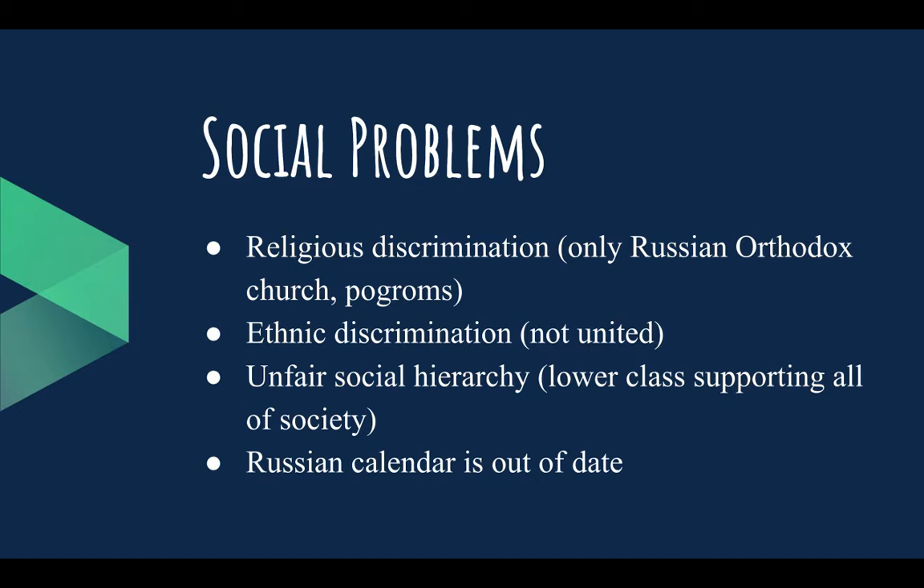Add to that the fact that the Russian calendar is out of date, and that's just super frustrating for studying the Russian Revolution. Russia was 13 days off the rest of the world. And to give you an idea of how much they were behind the times, Spain and Italy changed from the Julian calendar, which Russia was still on, to the Gregorian calendar in 1582. Remember, the time period we're talking about is 1905. Russia had not adapted or changed that at all. And it's just another example of how backwards Russia was at this time.